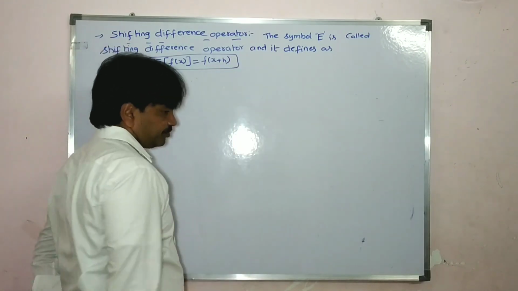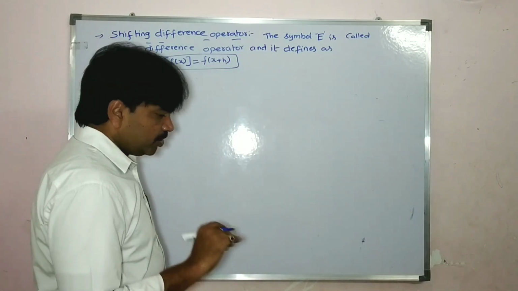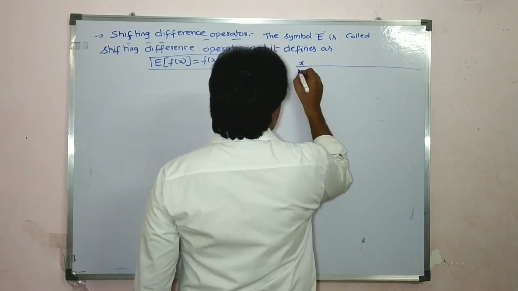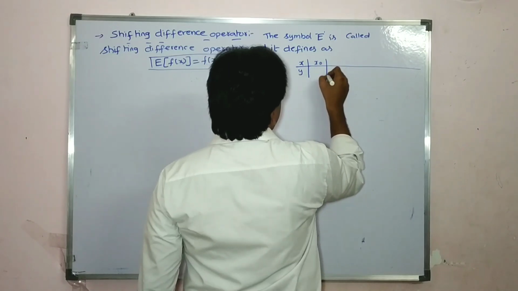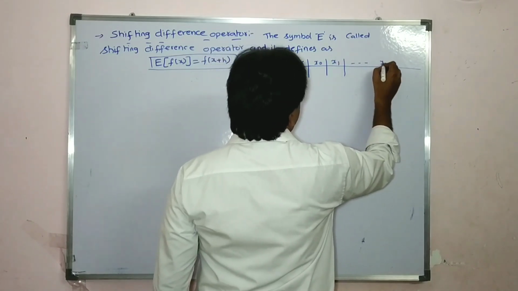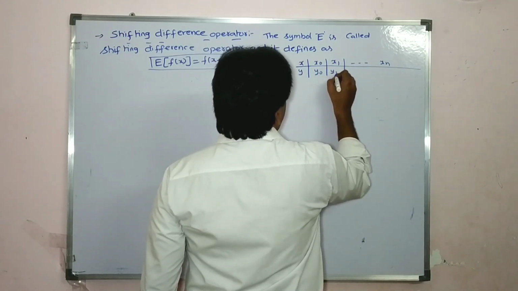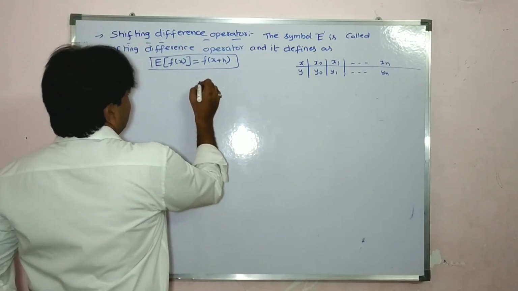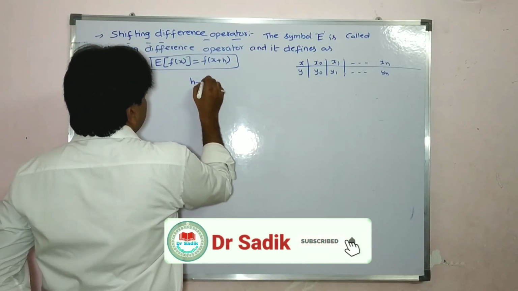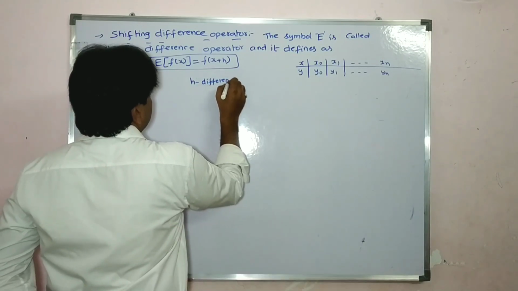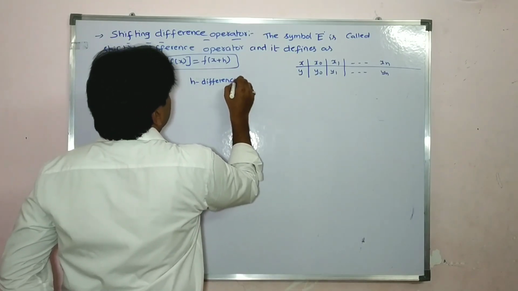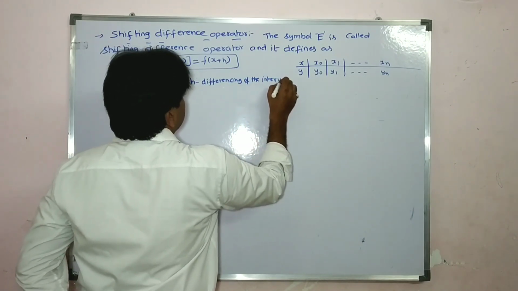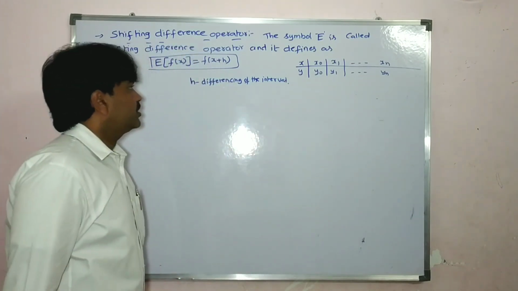What is h here? I already told you, students, on the table. Given x and y, given x0, x1, and so on, xn, and y0, y1, and so on, yn, students. H is the differencing of the interval, students.